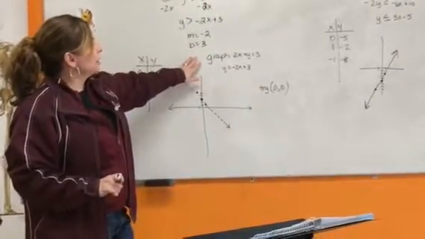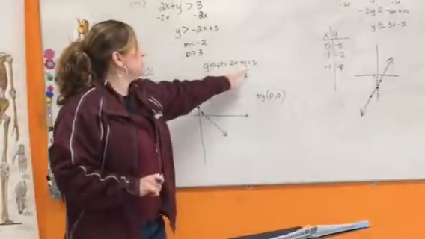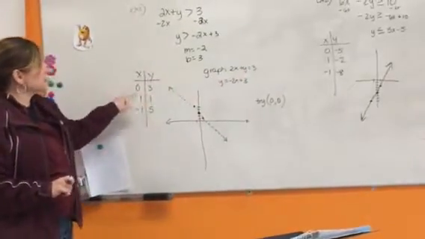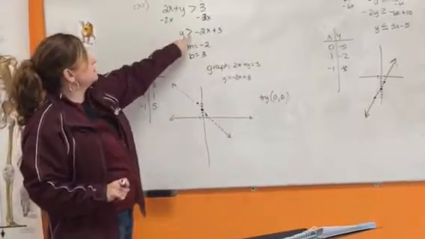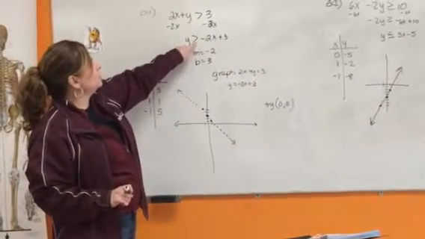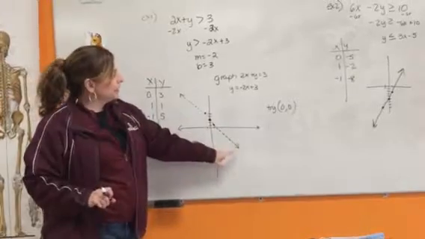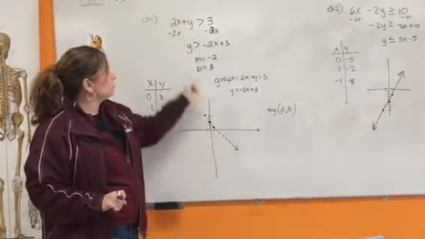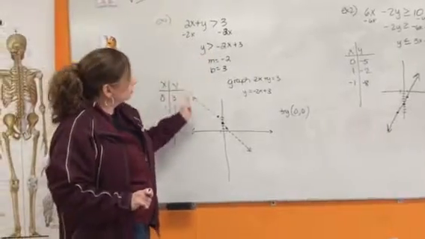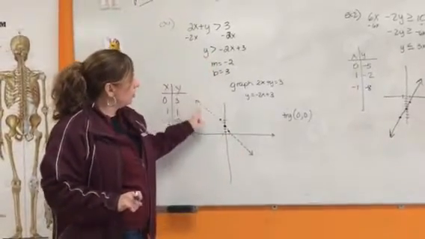Okay, so how do we graph this? You're going to actually graph the line 2x plus y equals 3. You're going to make your little x, y table, plug in some points, plot your points. Because it's greater than and it's not equal to, the line is going to be a dotted line. So you make a dotted line if it's not greater than or equal to.